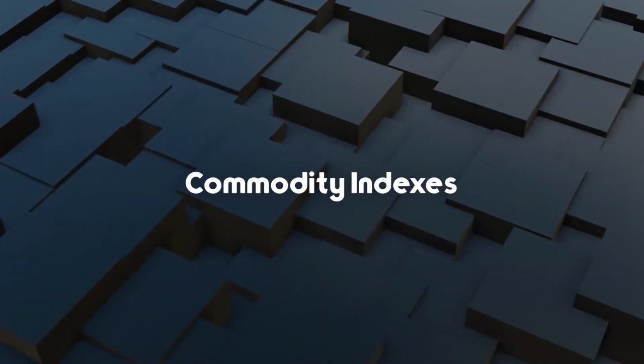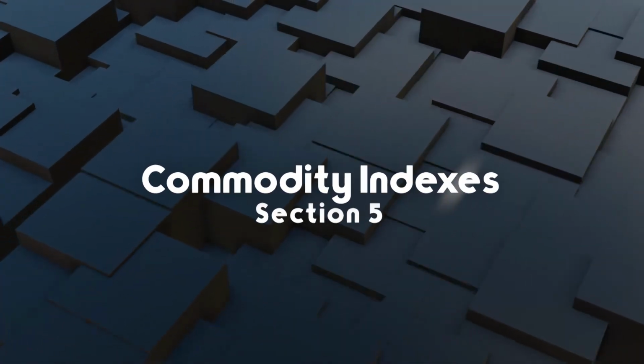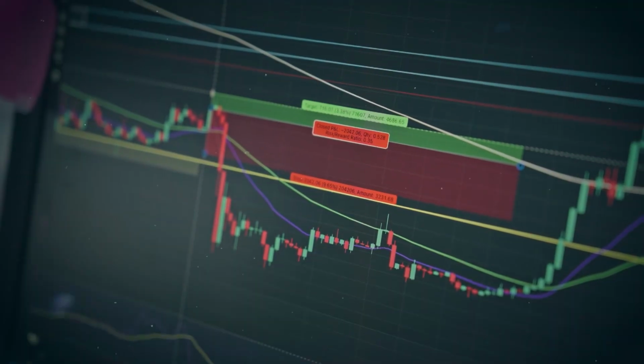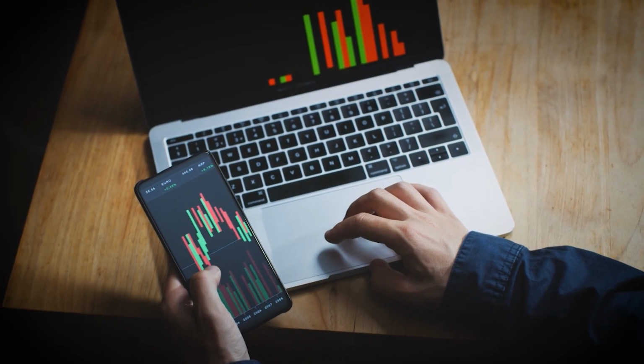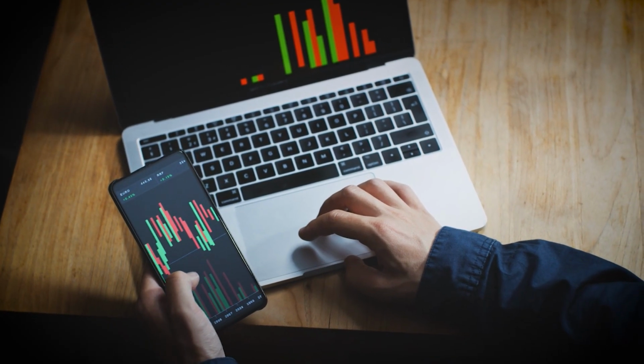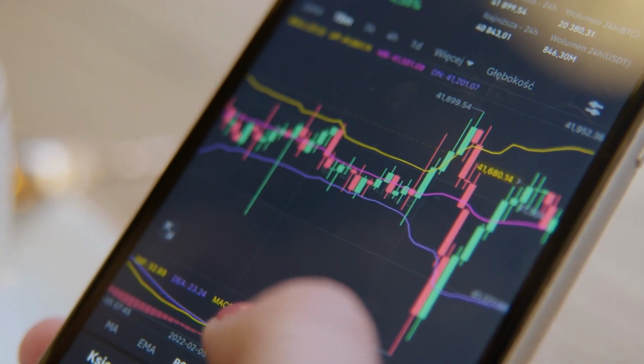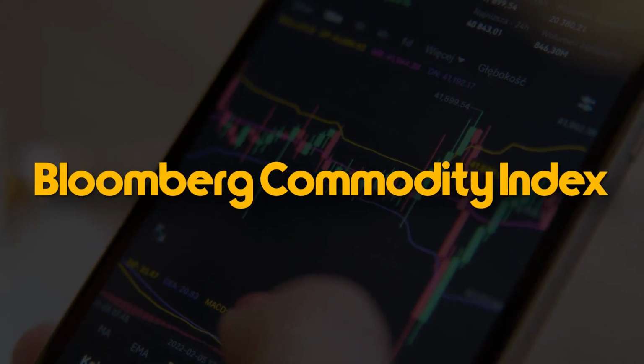Section 5. Commodity Indexes. Commodity indexes are another vital instrument, providing benchmarks for the performance of commodity markets. These indexes track the prices of a basket of commodities, reflecting the sector's overall health and helping investors gauge market trends. For example, the Bloomberg Commodity Index includes 23 commodities from all commodity sectors and is a widely used benchmark.